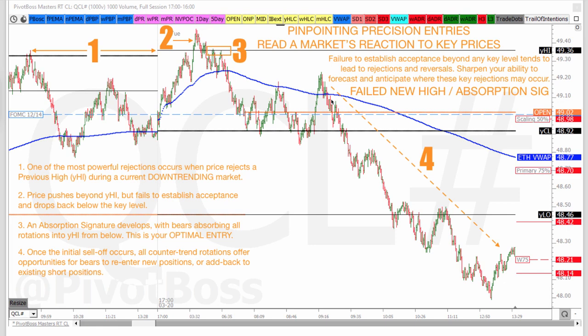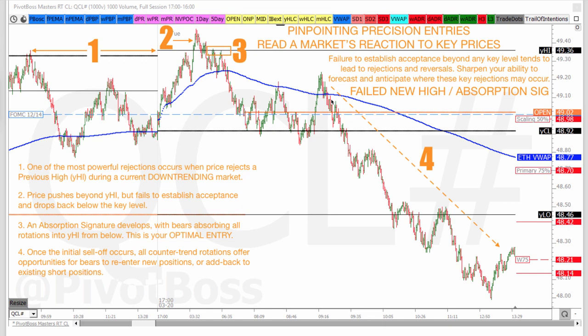And I think this goes back to the one final point that we'll make about this course, Pinpointing Precision Entries. If you sharpen your ability to anticipate and forecast where these rejections can occur, and then sharpen your ability to read the market's reaction to these key prices, I think that's about the most important analytical skills that you can build, because if you build those skills, you'll have a really good idea of what you're looking for and when.